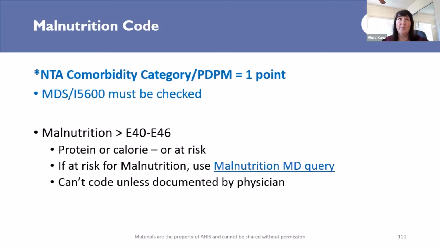Now, if you see somebody with a BMI less than 20, and it's not documented, and your RD is telling you it looks like they're malnourished, you would want to query your physician. And also in that packet that you received is a malnutrition query for your physicians. So again, you can't code it unless it's documented by the physician. So just be aware of that. And the physician would have to fill that out and sign it in order for you to code it if it's not already documented. Next.